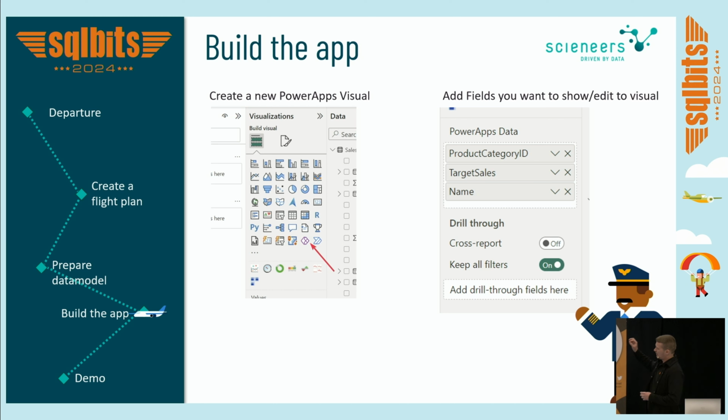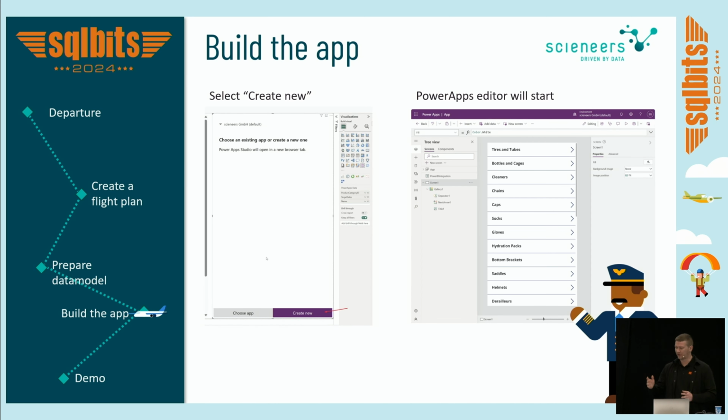What you need to do is drag the fields which you want to display within the app to the actual fields of the visual. Like with a table visual or matrix visual or any other visual, you need to drag and drop the fields onto the PowerApps data slots. Only once you did that, you get the option on the bottom to create a new app. If you don't have any fields in the visual, this is grayed out and you can't click it. So first, you drag the fields you want to show and edit, and you click Create New.